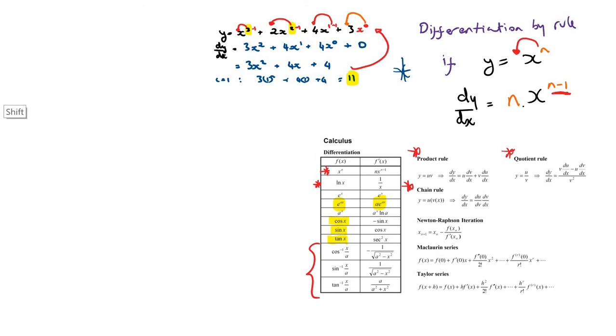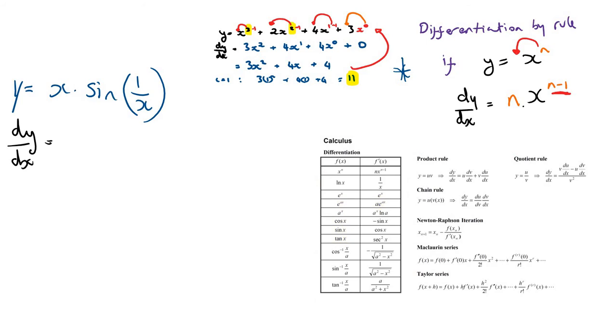The question is, if y is equal to x times sine of 1 over x, find dy/dx, so the derivative of that. So what we're going to be doing here is using a combination of the product and the chain rule. Product rule first tells me that I need to multiply the first term x by the derivative of the second term. Well, for the second term, we have the sine of 1 over x.